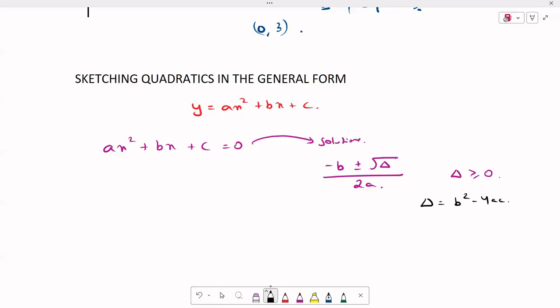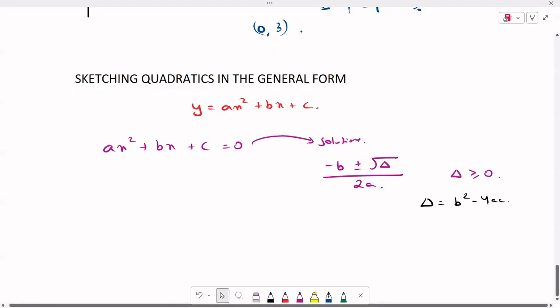Okay, if you are forgetting what the determinant is, it is basically b square minus 4ac. Okay, so if we are ever given a parabola's equation in the general form, and we need to sketch it, we need certain information. So what can we say about this equation over here? We can say that the axis of symmetry is the equation of the line x is equal to minus b upon 2a.